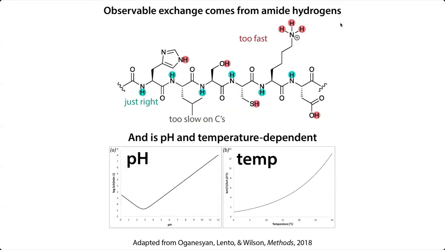Note that this deuterium exchange is going to be pH and temperature dependent, and we're going to take advantage of this later when we quench the reaction. So we can stop the reaction when we want to stop it and see what's heavier.